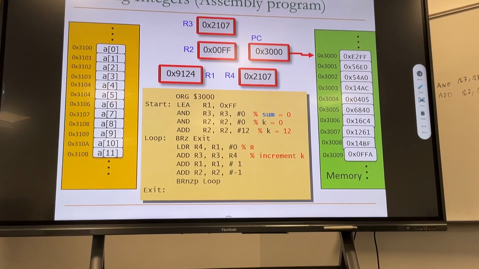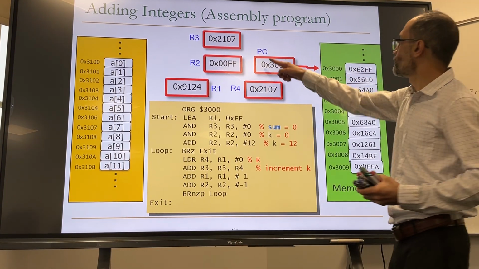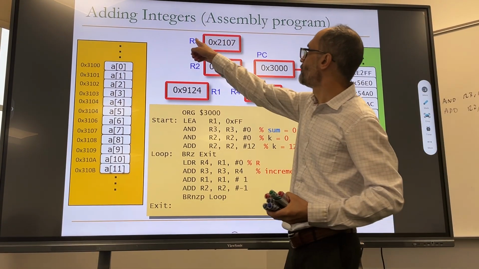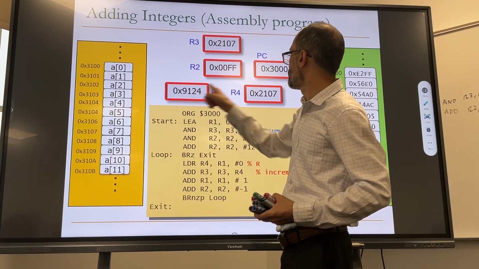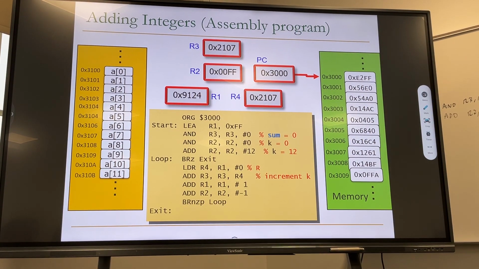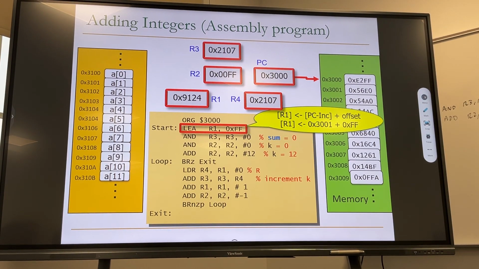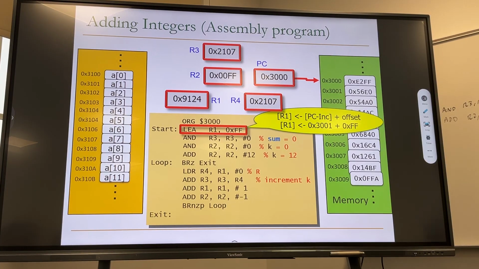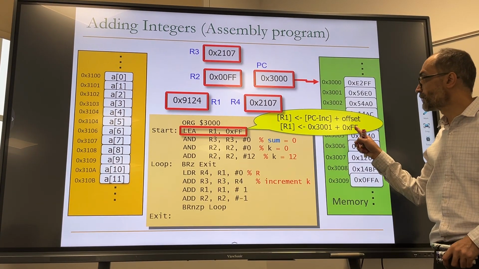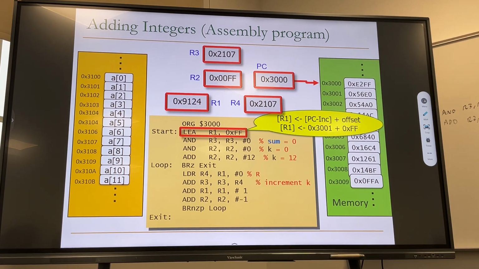Now please remember, assume that this is the initial state of the processor. Program counter points to the first instruction. Assume this is the initial value of R3, this is the initial value of R2, this is the initial value of R1, and this is the initial value of R4. So we go for the first instruction. What is R1? R1 is incremented PC plus offset. What is incremented PC? 3001 and the sign extension of the offset. What will be the new value of R1? Help me. What will be the new value of R1 here now?